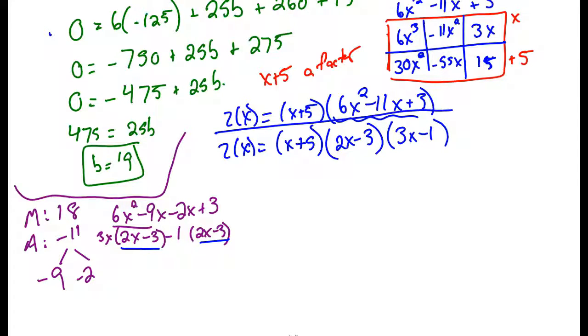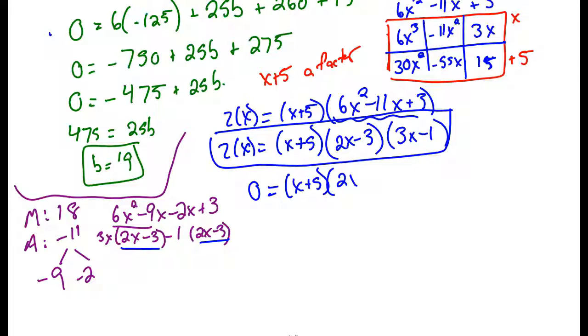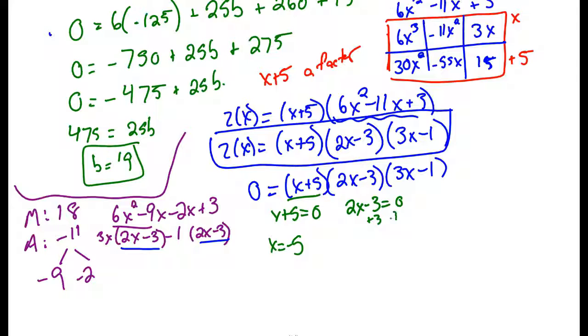So, now that I factored it here, that's not my final answer. I need to find the zeros. So 0 equals x plus 5 times 2x minus 3 times 3x minus 1, and I can use the zero product property. x plus 5 equals 0, which tells me that x is negative 5. 2x minus 3 equals 0. I'm going to add 3. 2x equals 3, which tells me that x equals 3 halves after I divide.